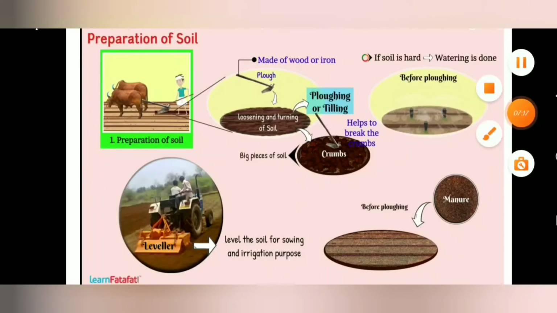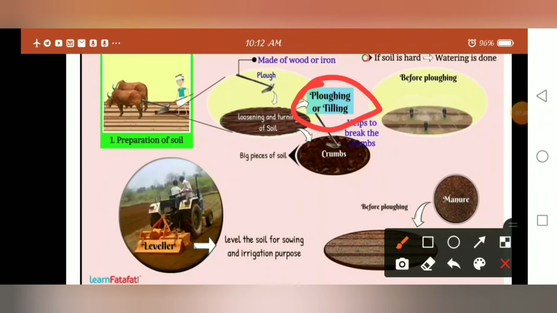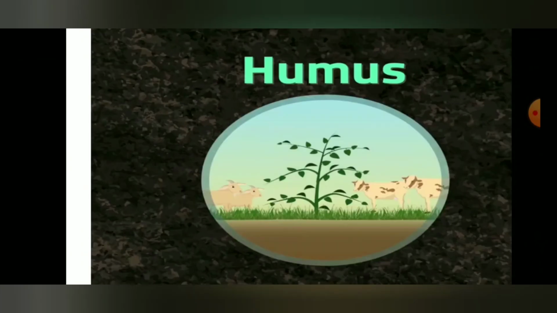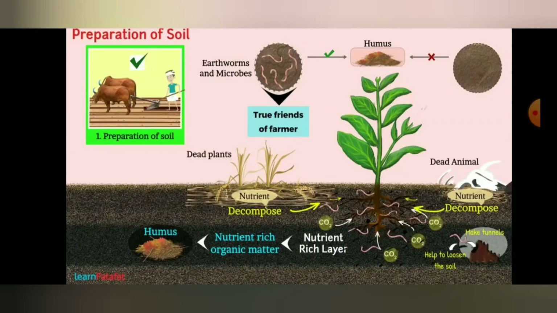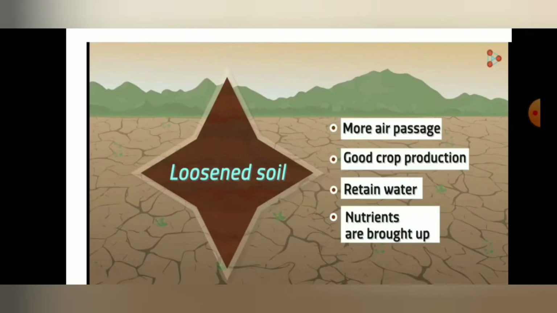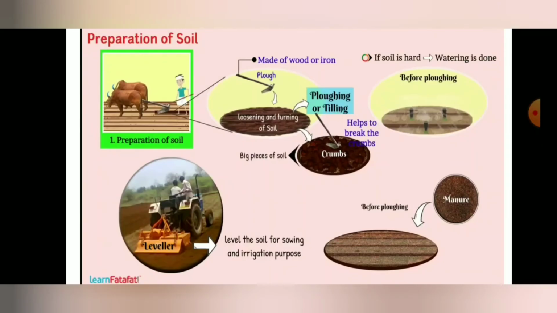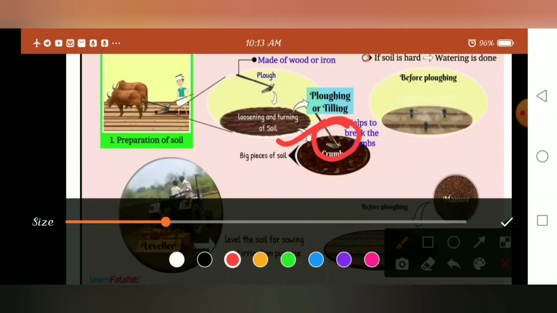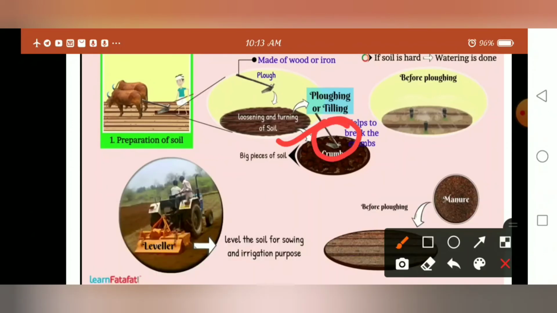Here you can observe ploughing or tilling. What do you mean by ploughing or tilling? The process of loosening the soil is called ploughing. Wait, I will show you. Here you can observe the process of loosening or turning the soil is called ploughing. How can it be done? It can be done using the ploughs. I will show the diagram later. It is done by using the plough.